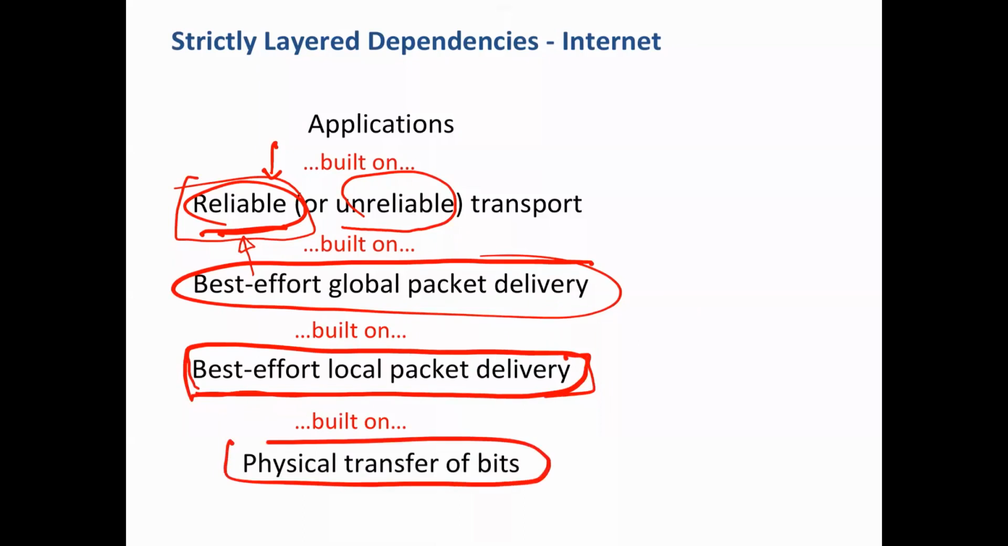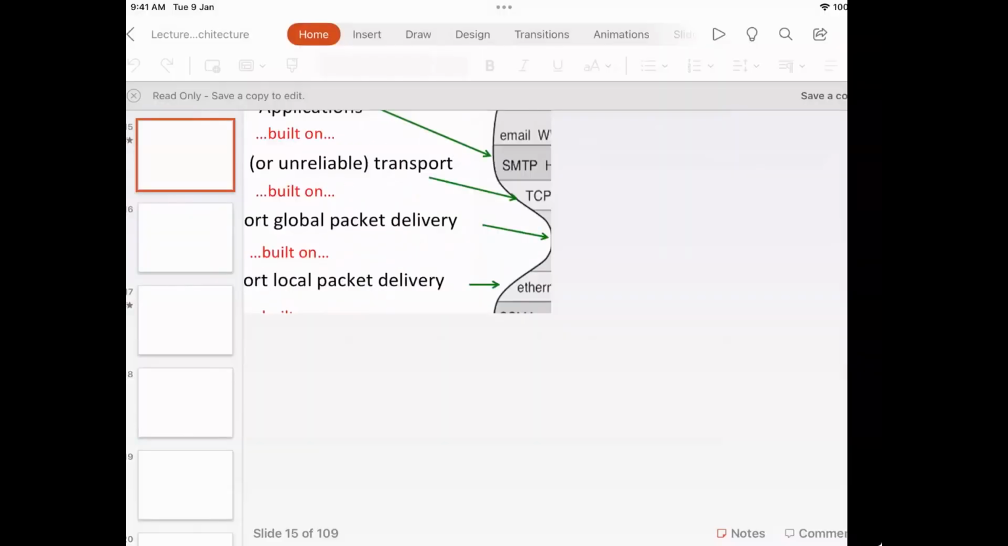So we can see that applications are built over reliable or unreliable services. Reliable and unreliable transport services are based on best effort global packet delivery. And then best effort global packet delivery, like we have seen end to end, packets will go. That is based on best effort local delivery like this, and this becomes best effort end to end delivery, and then this is based on physical transfer of bits. Is it clear? Any question?